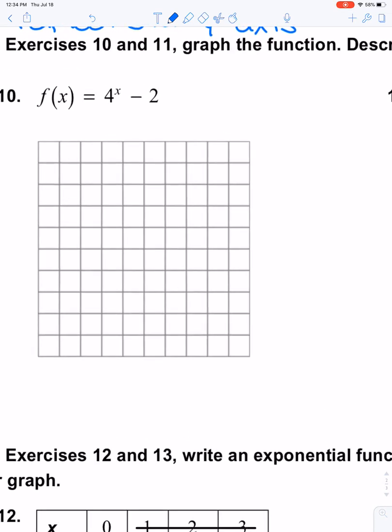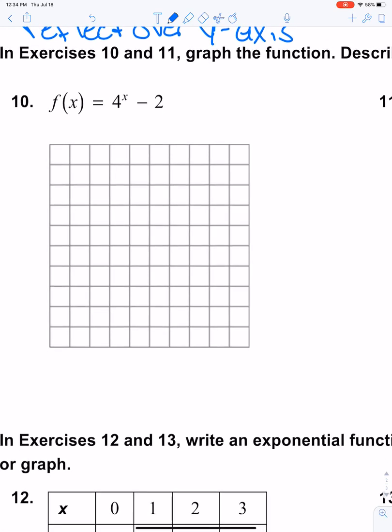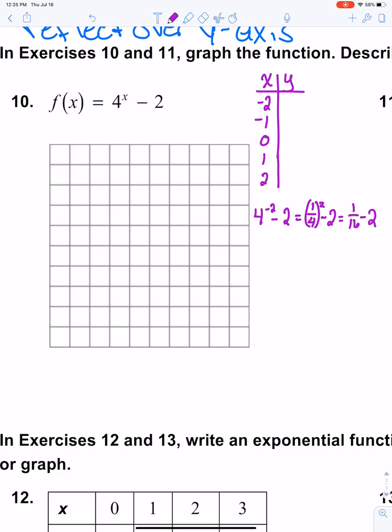Now, here comes a part that's a little bit different. There's a -2 after my exponential function. Okay, so what do you think is going to happen when there's a -2 next to it? That's right, it's going to be moved down 2. So let's pick a new color here, maybe a purple. Make our x and y table, -2, -1, 0, 1, and 2. Okay, and we're just going to plug it in like we have been. 4 to the -2 power minus 2. Okay, that's going to be equal to 1/4 squared minus 2. Okay, 1/4 squared is going to be 1/16 minus 2, which could get kind of ugly.